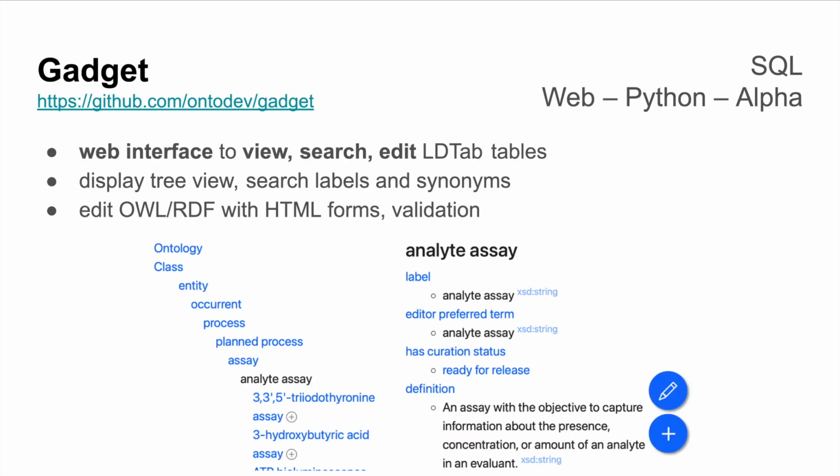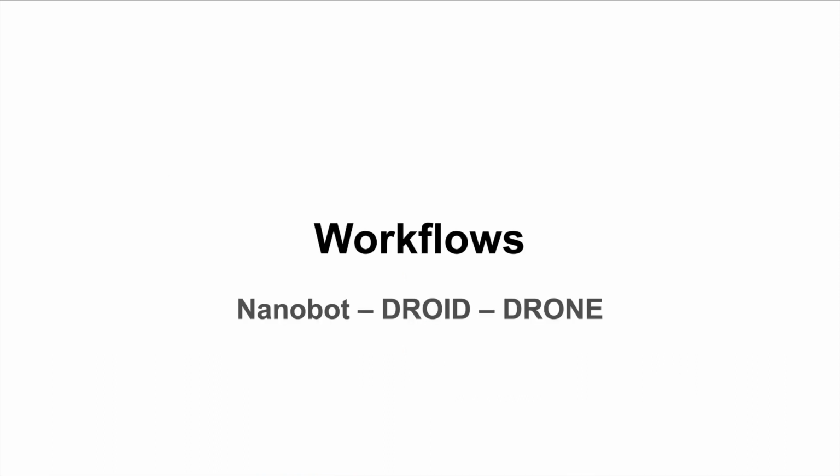Gadget is our Python library, which is a web interface for viewing, searching, and editing those LDTab tables. And so we've been able to build an ontology browser that works locally. It's very lightweight and fast, and then it also allows you to edit in interesting ways. And then the workflows are tools that bring all these things together.